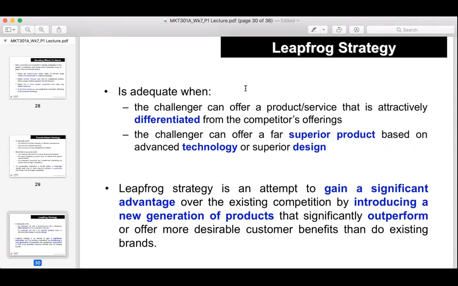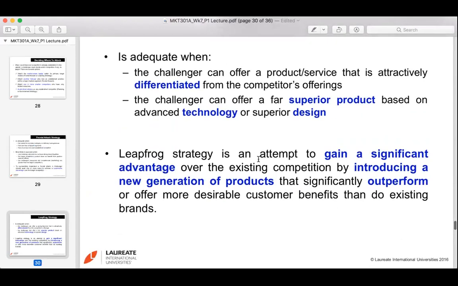When you come up to the market, you actually create what we call creative destruction. So you destroy the previous practice with a new practice. That is adequate for you to leapfrog the competition. If you are a challenger, you can offer a far superior product based on advanced technology or superior design. So we attempt to gain a significant advantage over the existing competition by introducing a new, much better product in the market.